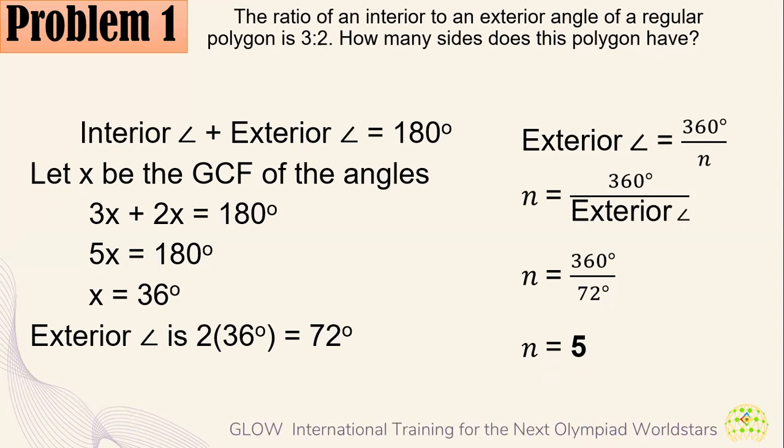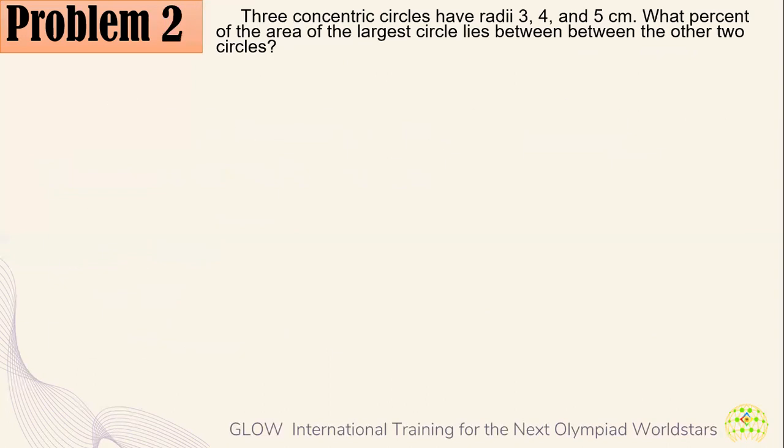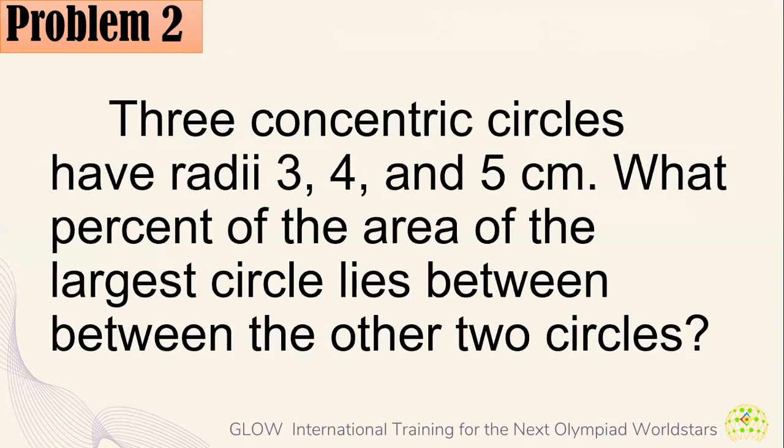Let's move on to item number 2. Three concentric circles. When we speak about concentric circles, they share a common center. They have radii 3, 4, and 5 cm. What percent of the area of the largest circle lies between the other 2 circles? So what do you think is the answer here? What percent?